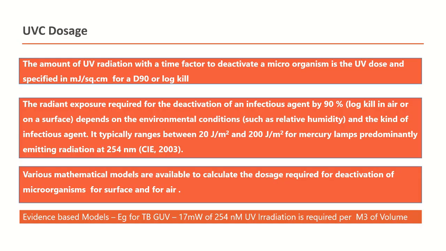Now, coming to dosage of UVC. Dosage is a function of the intensity of the UV radiation and time. The calculation is a very complex process where you have to consider a lot of parameters and environmental conditions. It is expressed in joules per meter square or millijoules per centimeter square. It is also known as fluence.